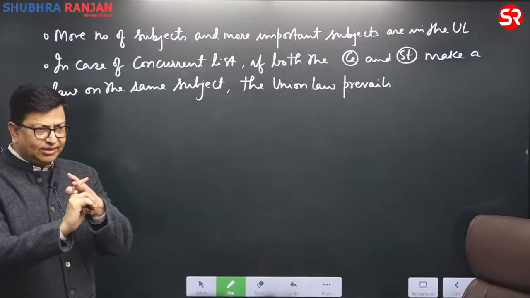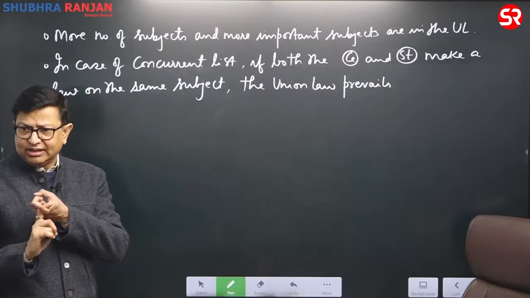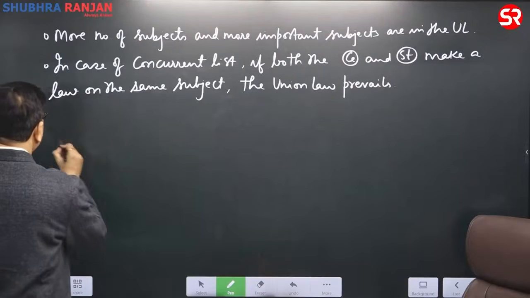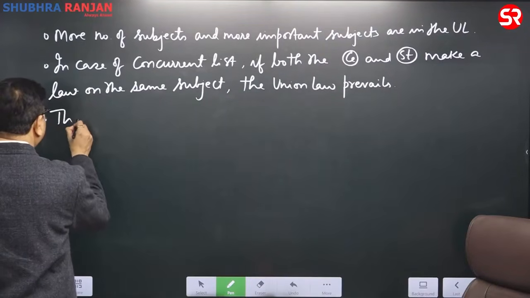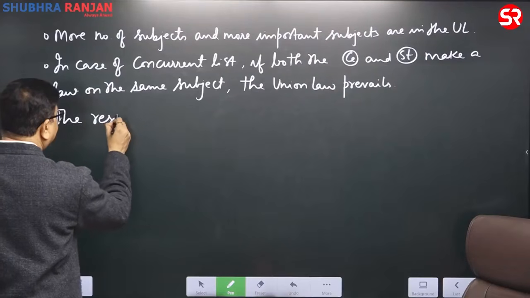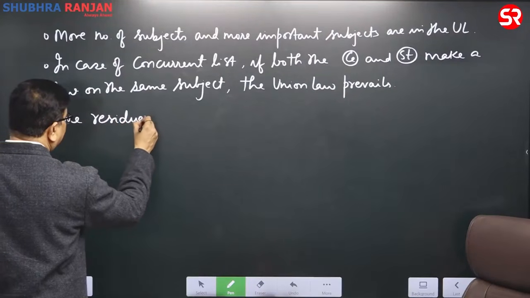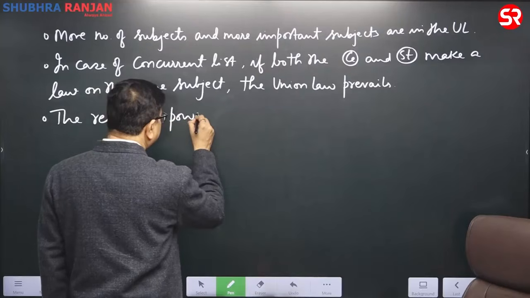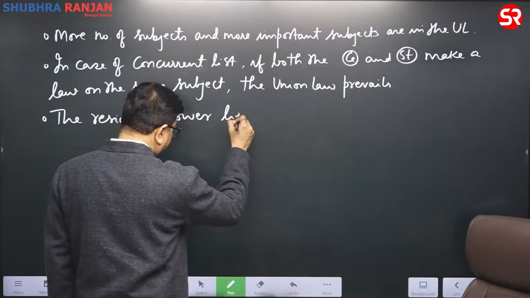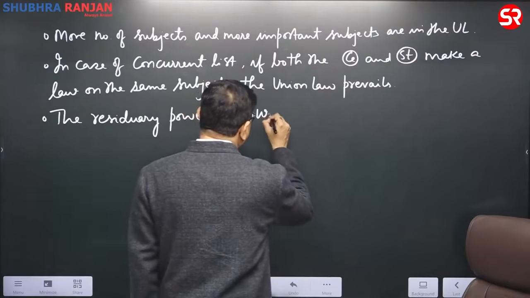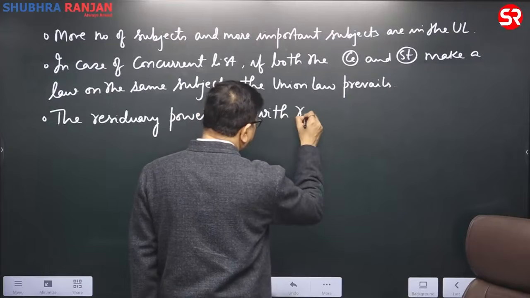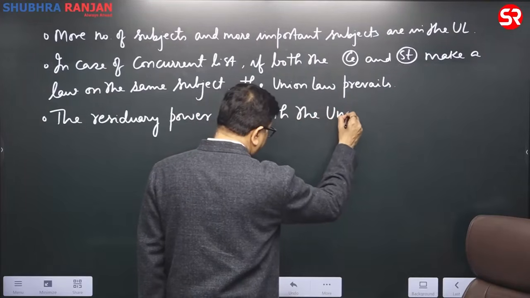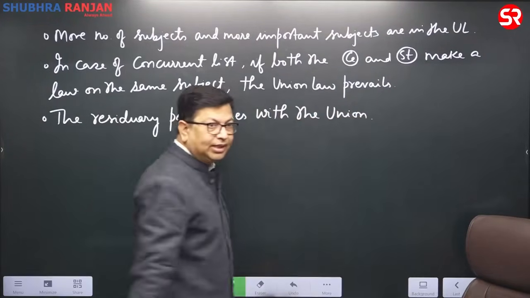So if there is a conflict, then the union law will prevail over the state law. Then the residuary power lies with the union.